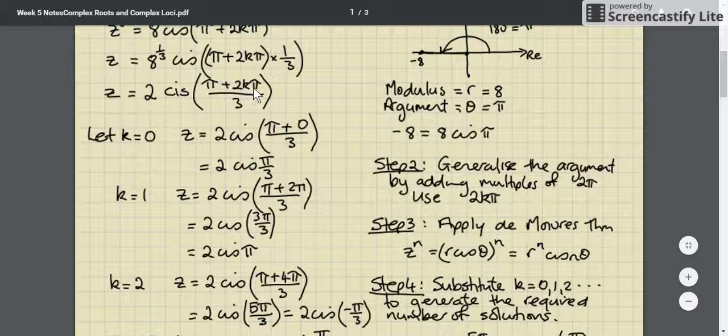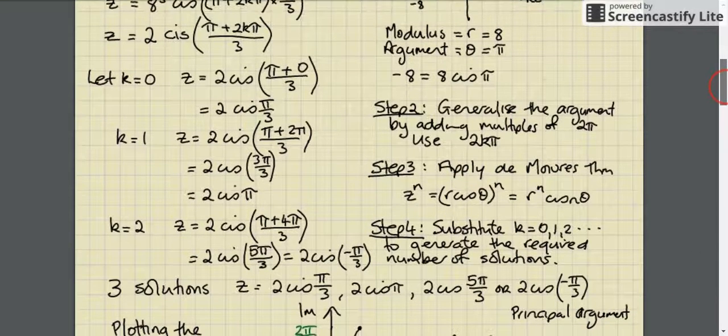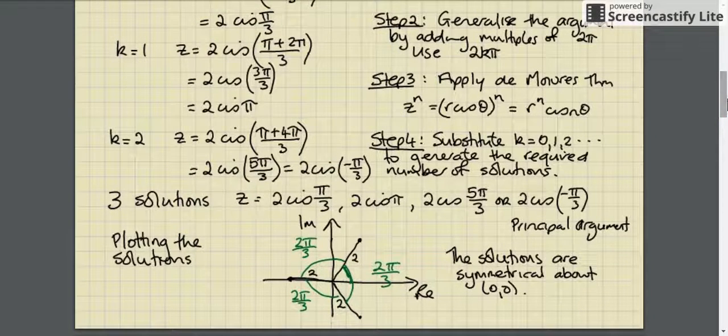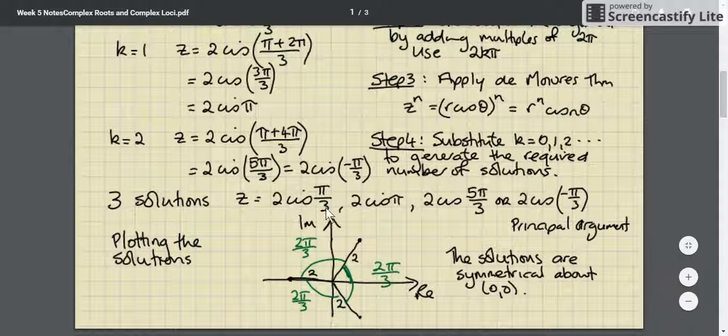2 times 2 pi is 4 pi, so we end up with 5 pi over 3. And we can use the principal argument and write that as 2 cis -pi over 3. So our 3 solutions, taking them out of our working and summarizing them, are 2 cis pi over 3, 2 cis pi, and 2 cis 5 pi over 3, or -pi over 3.